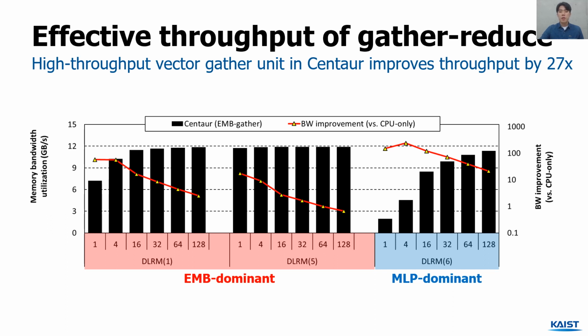As shown, the high-throughput embedding gather engine helped dramatically improve the effective throughput of embedding gathers by an average 27 times compared to the baseline CPU-only. The FPGA-side embedding gather unit is designed to aggressively launch embedding loads in a high-throughput manner. A key reason why this is possible is because Centaur does not have to suffer from CPU-side software layer overheads, as all embedding gather operations are orchestrated at the hardware level.